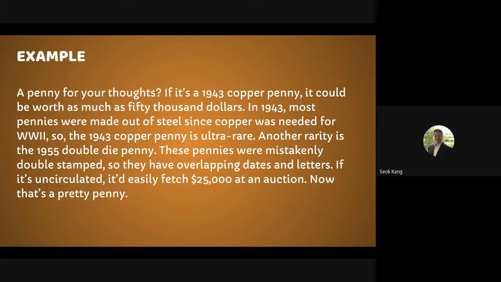Okay, so the main idea of this text is basically two pennies that are rare and valuable, right? Some of the key information is the 1943 copper penny, right? And the 1955 double die penny, right? That's some of the key information. Those are the two pennies, the dates, and the name itself sort of tells you why it's valuable.